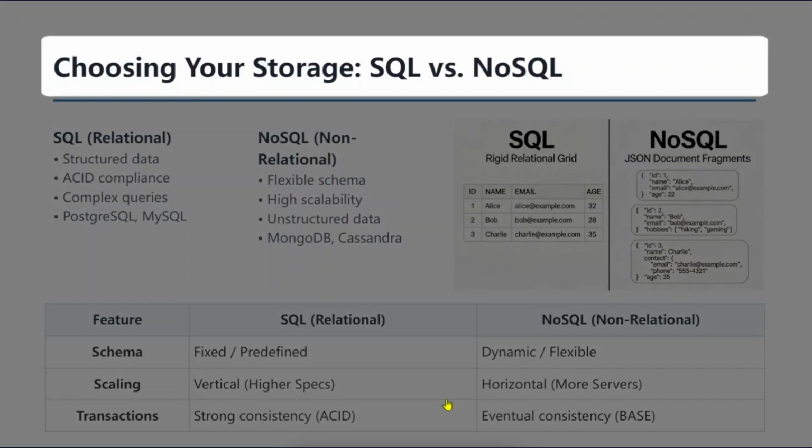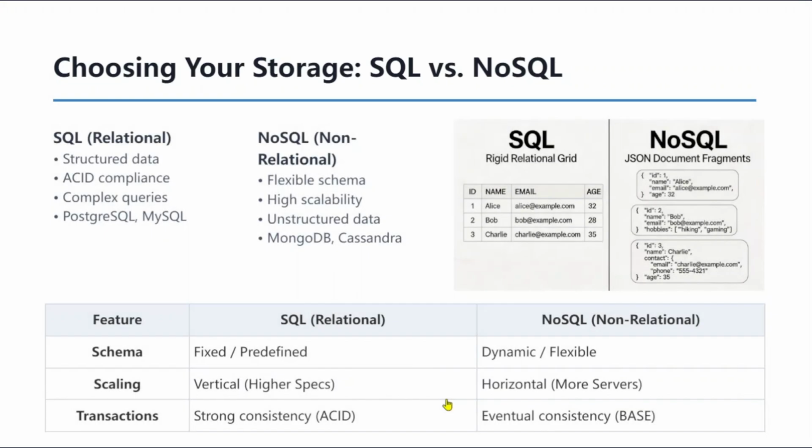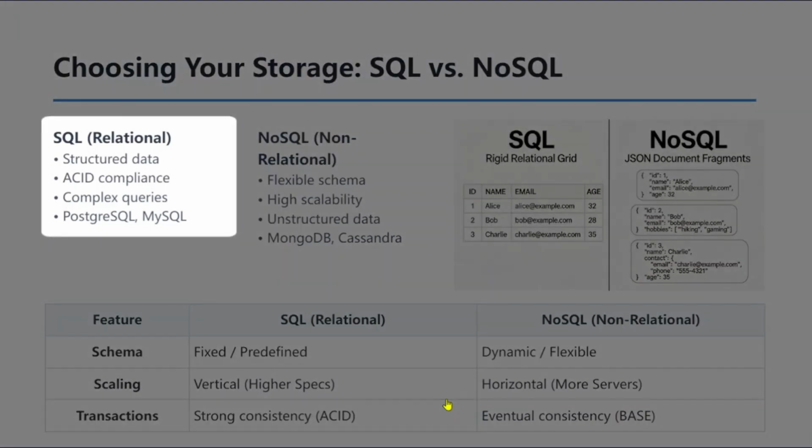Now that we've explored how to balance traffic across our servers, we need to talk about where all that data actually lives. Choosing the right storage solution, SQL versus NoSQL, is one of the most critical decisions you'll make in system design. First, let's look at SQL, or Relational Databases.